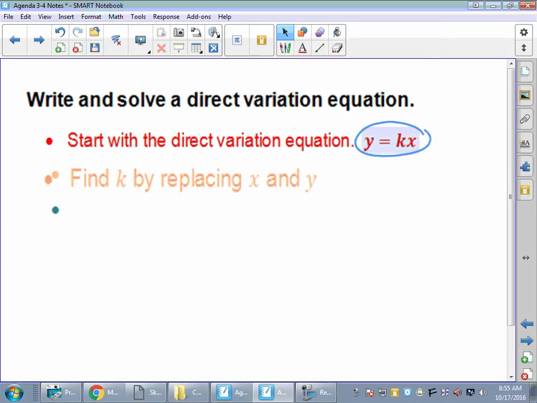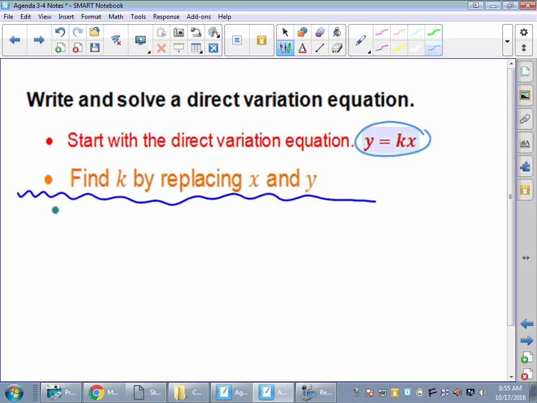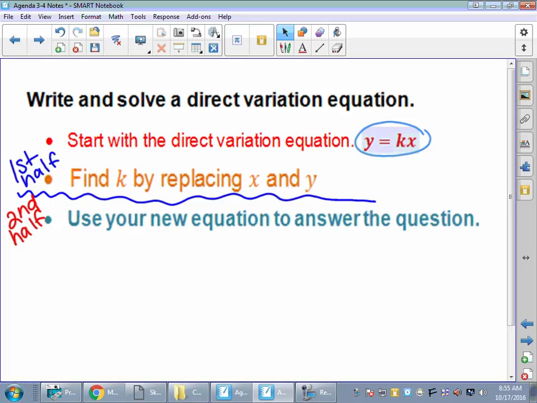We're actually going to split these into two parts. The first half is to find k. I'm going to put a little line here. First half: find k by replacing x and y. Second half: you are going to use your new equation to answer the question. So it all comes down to finding k first.